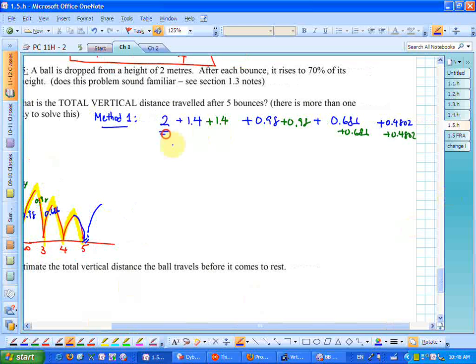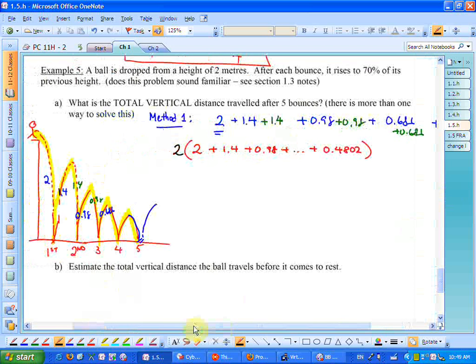The first term. So Megan's method, or what's called method number 1, is to just take the sequence 2 plus 1.4 plus 0.98 dot dot dot all the way to its last term. And she is going to multiply that by 2. Why? Because there's both up and down. But because there was no up and down for that first piece, there's only the down part, what she's going to do then is to subtract 2 at the end. Does that make sense? Okay. Let's go ahead and solve this then.